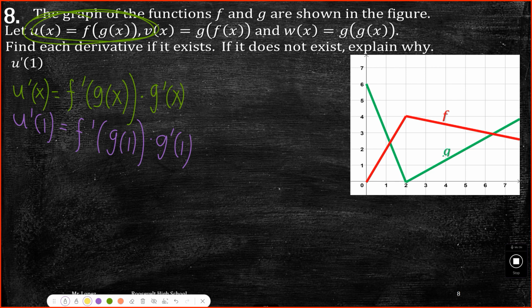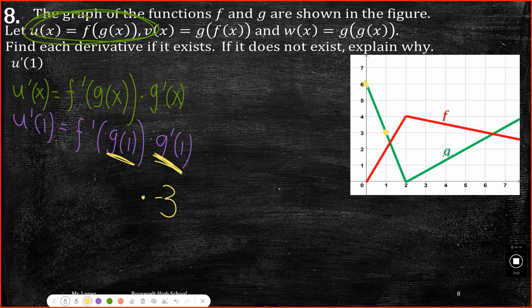So, what is g prime at 1? Negative 3? G prime at 1, you're going to go to 1 and go to g. G is green, so you're looking at this. It's a line, so find the slope of this line. It's going to go down 1, 2, 3 over 1, so negative 3. Yes, this is negative 3.